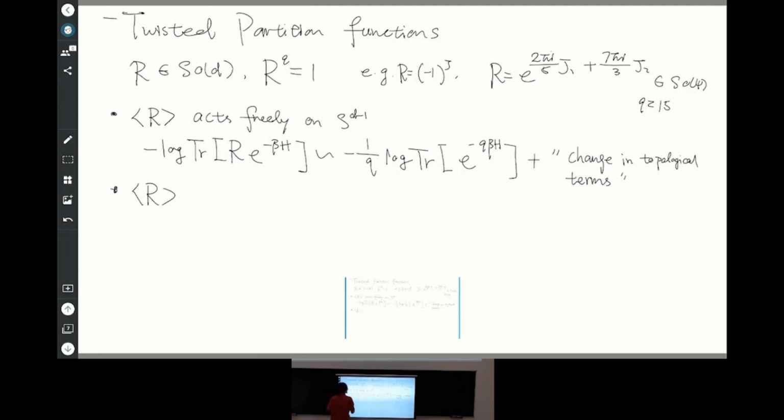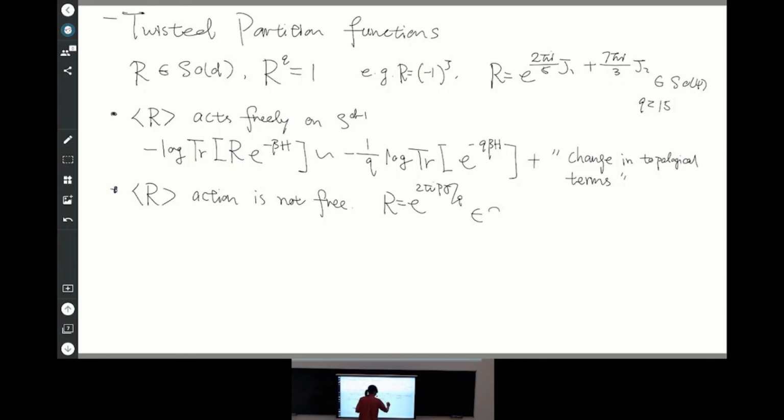In a case when the subgroup action is not free, for example, if I have something like e to the 2 pi i p j over q as an element of SO(3), then this element will rotate you around the z-axis, but on the two sphere, the north pole and the south pole will be fixed under this rotation. So this is an example of a non-free action.